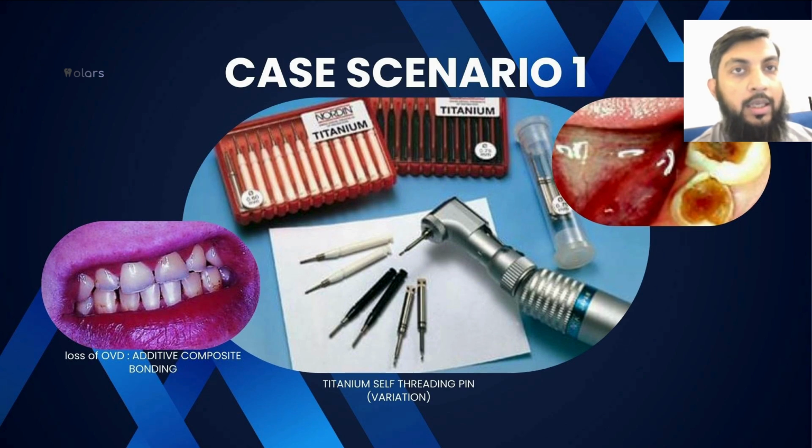For the post and core buildup, they have used glass ionomer cement in two consistencies. First, they mix the glass ionomer cement in thin consistency and dab this thin glass ionomer cement onto the self-threading titanium dentine pins. The channels for these dentine pins were prepared with a slow-moving diamond burr, and when the pins were inserted with the slow-speed handpiece, they would stop when resistance was felt. They would not insert the pin fully into the channel.